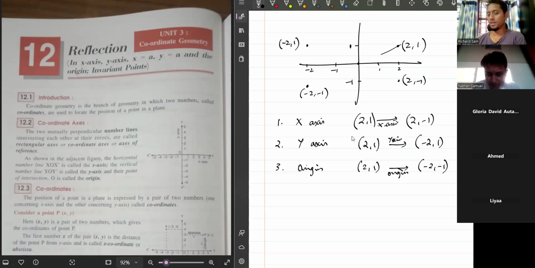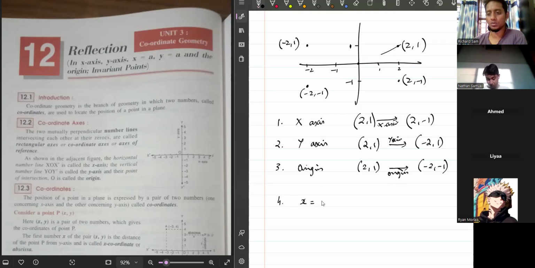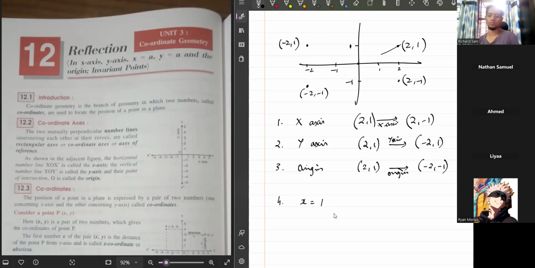So these are 3 out of 5. These are the easy ones. Then you have reflection over a line. For example, a line x is equal to 1. How do you draw such a line? It is parallel to the y-axis. So x is equal to 1 will be a line parallel to the y-axis passing through the point x is equal to 1, because anywhere on this line, the x coordinate will be 1.